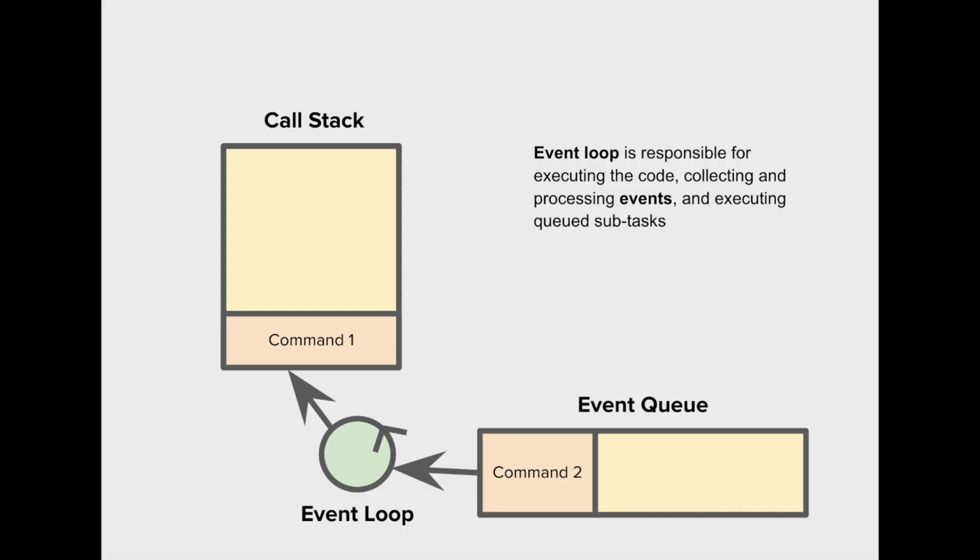Event loop is responsible for checking the call stack and the event queue, also called the callback queue. If all the statements from the call stack have finished execution, event loop will pop the statement from the event queue and push it to the call stack.